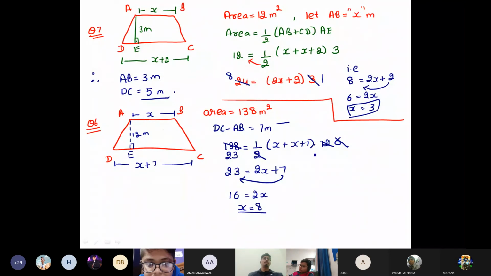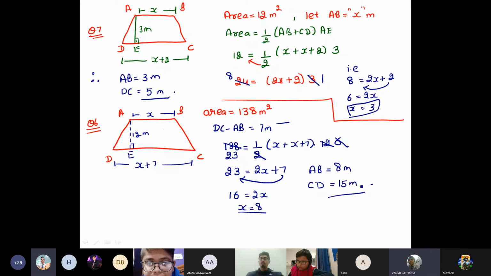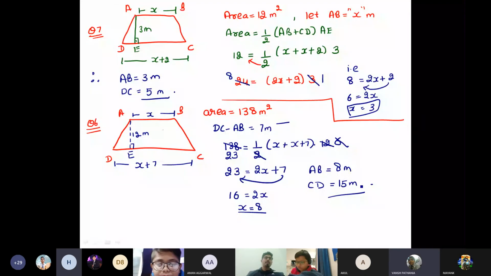Now what we have to find out? We have to find out the length of parallel sides. So what will be AB and CD? AB will be 8 meters and CD will be 15 meters, since 8 plus 7 is 15. Now is it clear to everyone?